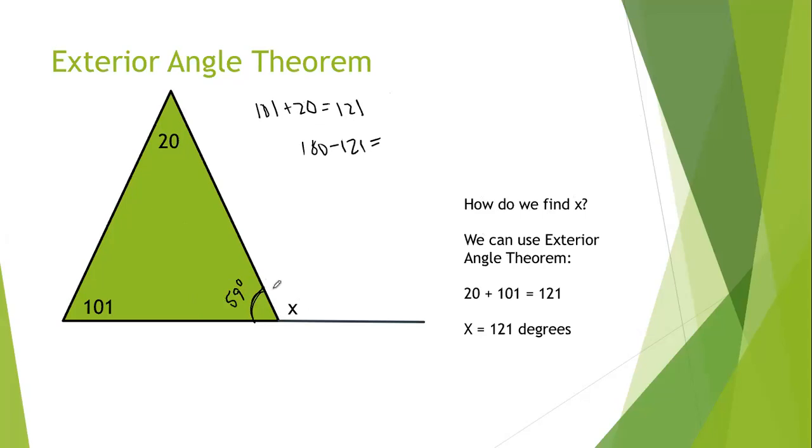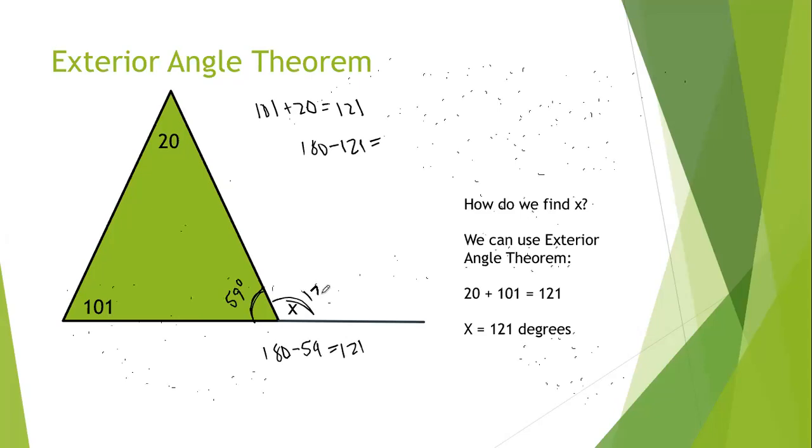And this exterior angle, I could do 180 minus 59 because I know these two together make 180. So 180 minus 59 is 121. So this outside angle is 121 degrees.